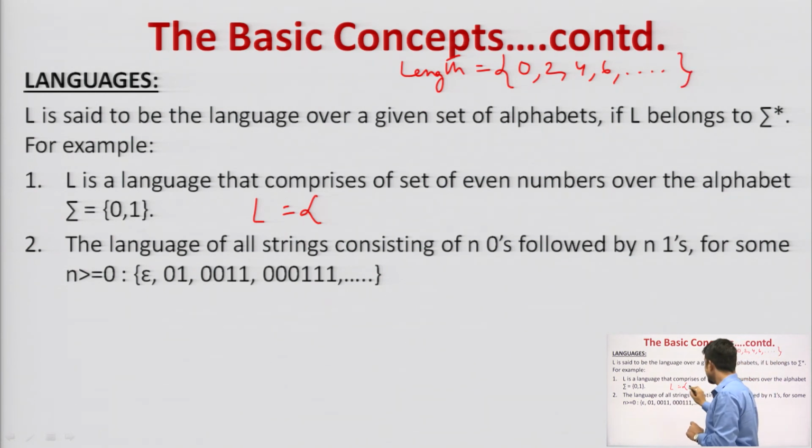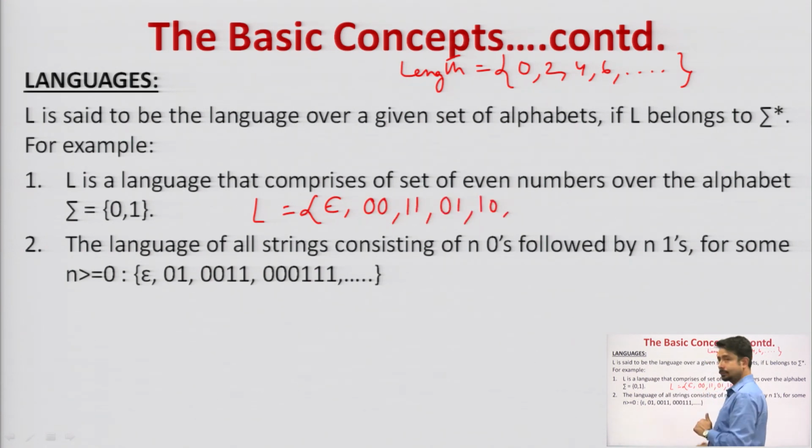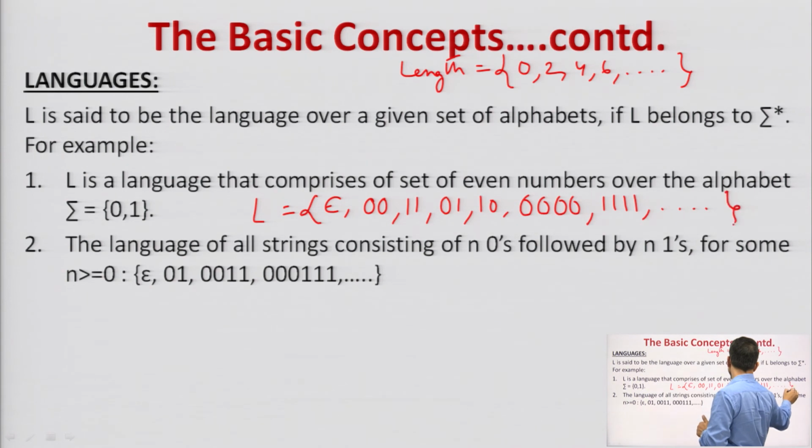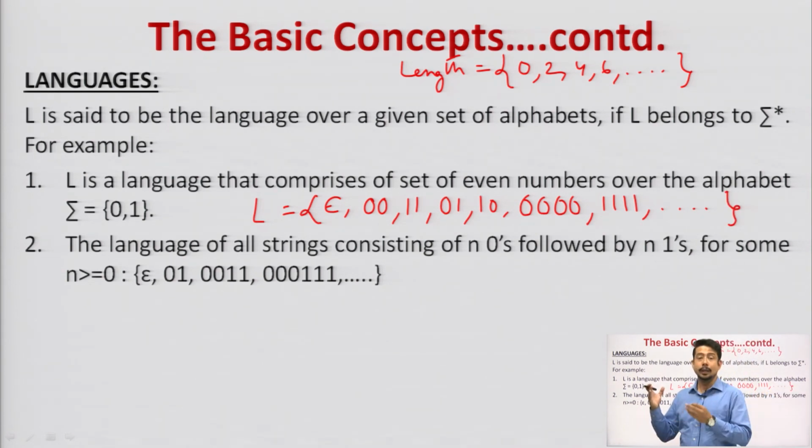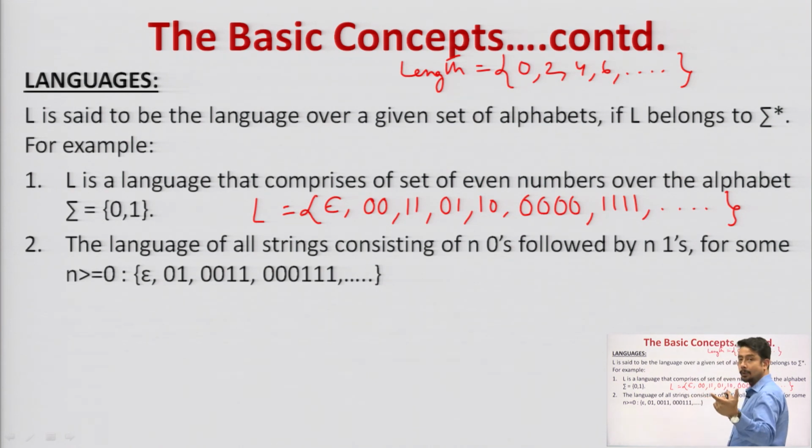That means the language will comprise what? Length 0 means directly epsilon, this is the first part, that means the empty string. Length 2 means 00, 01, 10, 11. Length 4 means 0000, 0001 up to 1111, and it will keep on going. So this is how you took the language in a statement form and put it into a representation form, and with the help of this representation you will be able to design a machine.